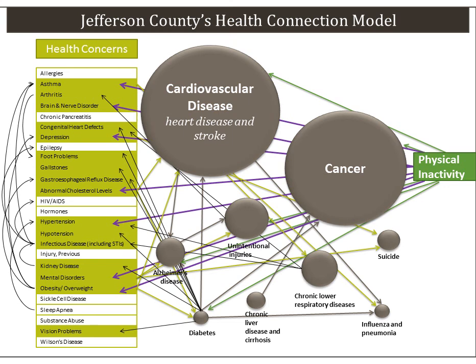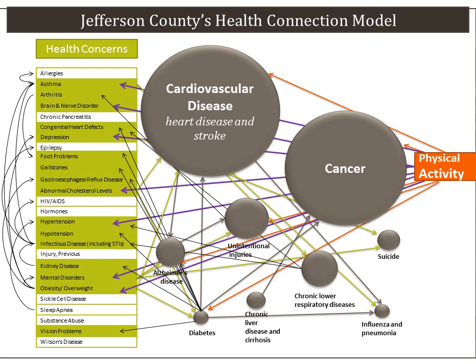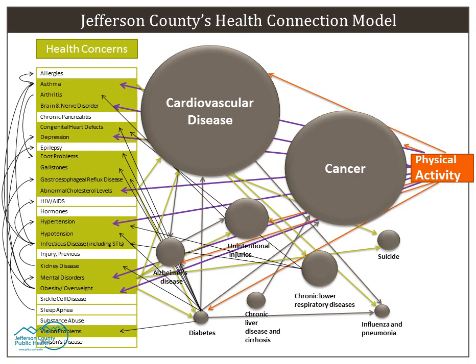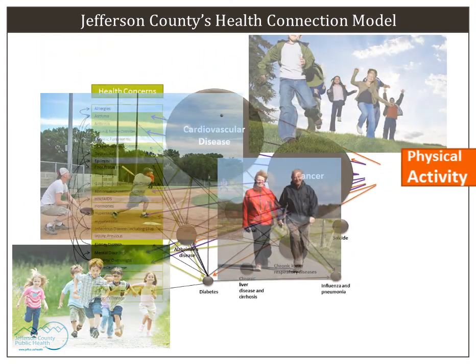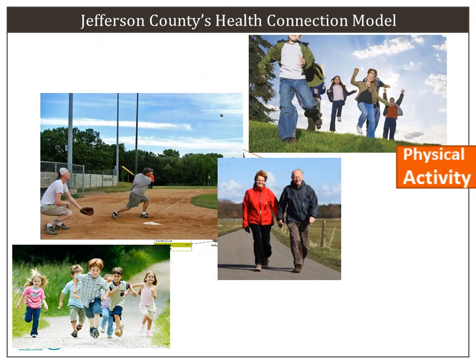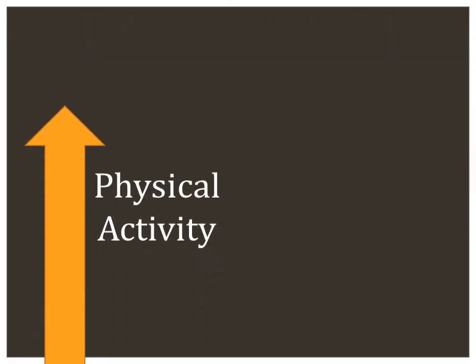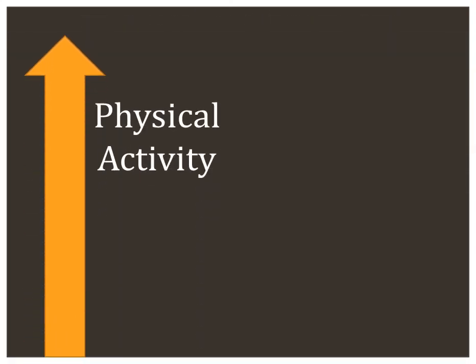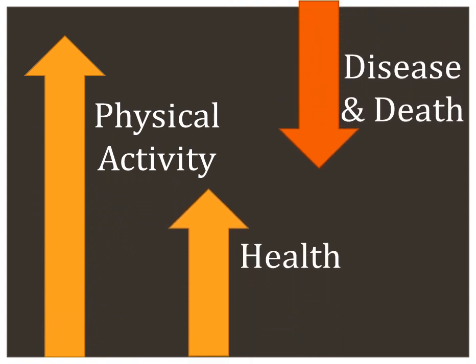Let's look again at our first model. Now we replace physical inactivity with activity. And where before we saw physical inactivity causing disease and death, we can now see how physical activity decreases these negative outcomes. So, increasing physical activity increases health and decreases disease and death.